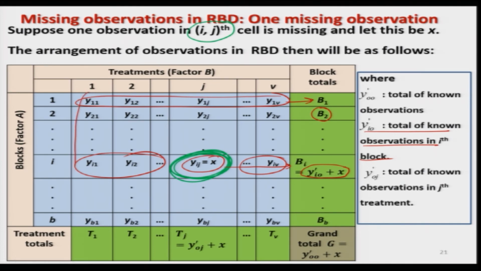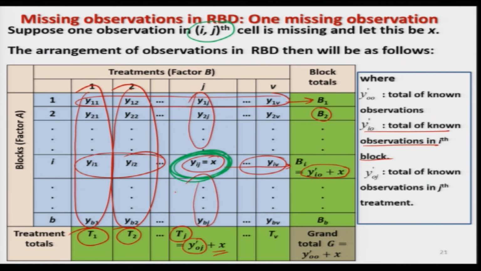The same process is going to happen when you consider the treatment totals. This column will remain the same, and this column will remain the same, so their corresponding treatment totals T1 and T2 will also remain the same. Only the jth treatment total T_j is going to be expressed by y'_0j plus x, where y'_0j is the sum of all the observations which are available to us. All other out of T1, T2, ..., T_v remain the same except the jth treatment total. Similarly, the grand total G will be the sum of all the observations that are available, which is indicated by y'_00, plus x. So, now this is a pretty simple layout.